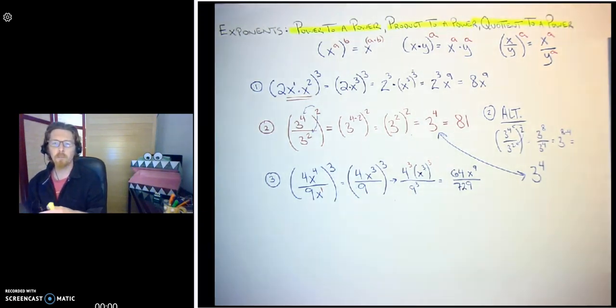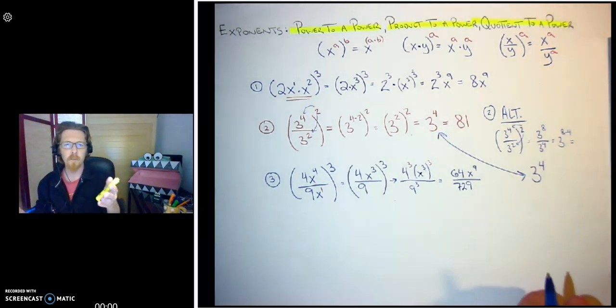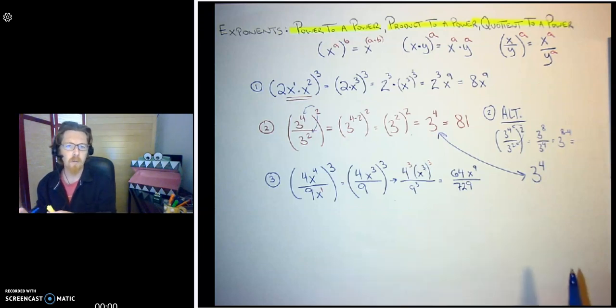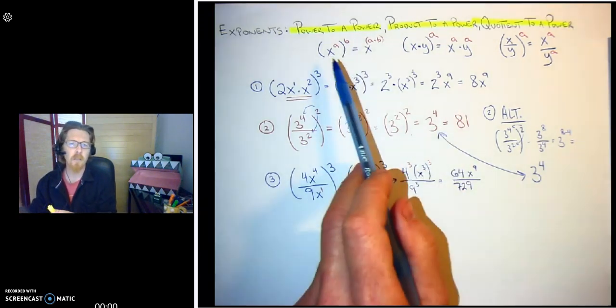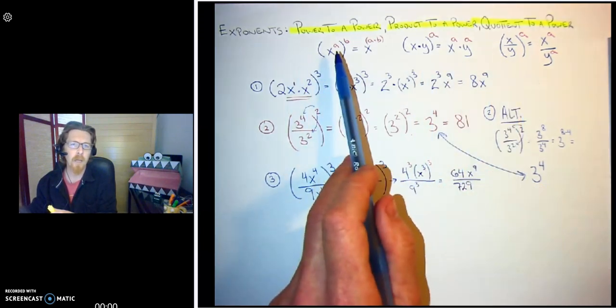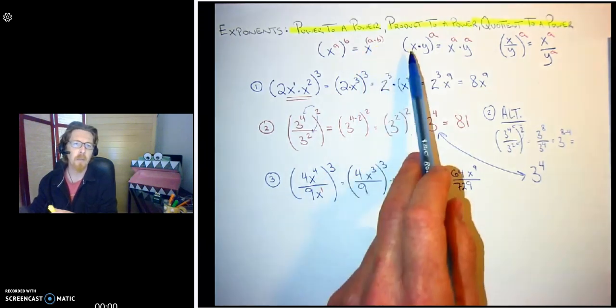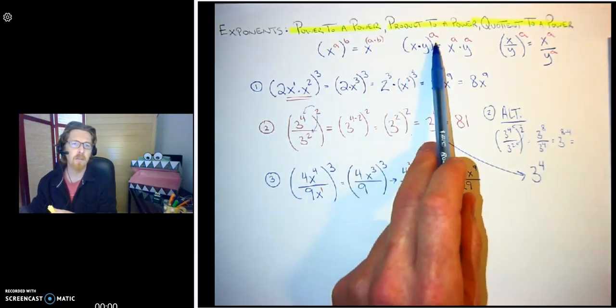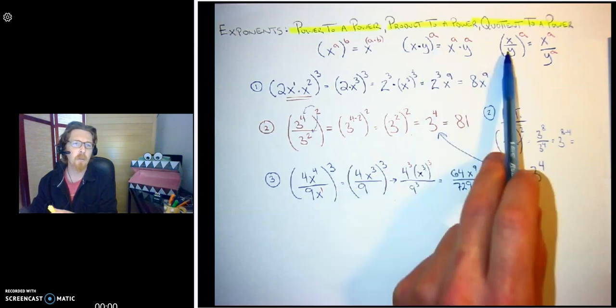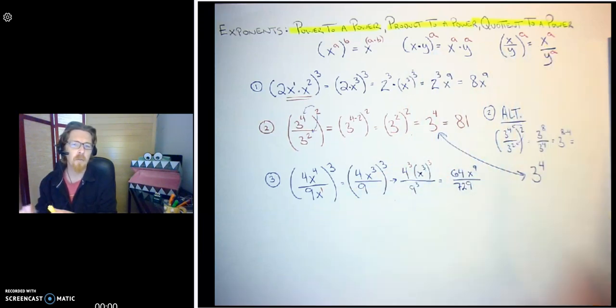So just one big thing of note is that you can do these different properties in different orders and you'll still get the same result as long as you're following these specific rules. When you have a power to a power, you multiply those powers. When you have a product to a power, you can distribute the powers. And when you have a quotient to a power, you can again distribute those powers.